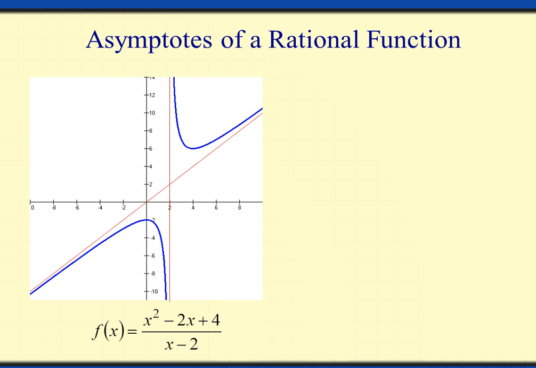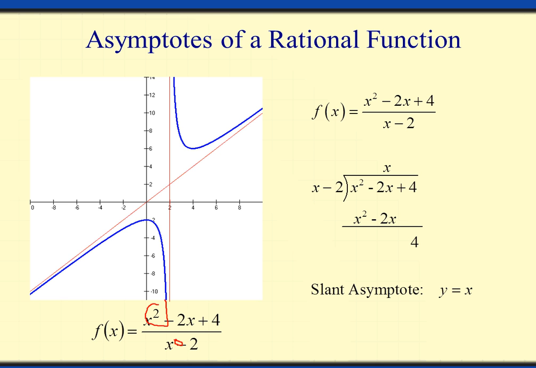Okay, now in this next example, we notice that the degree of the numerator is 2, but the degree of the denominator is 1. Okay, and so the degree of the numerator being exactly 1 more than the degree of the denominator means we have an oblique or slanted asymptote, as we see here. Now, how do we find that slanted asymptote?